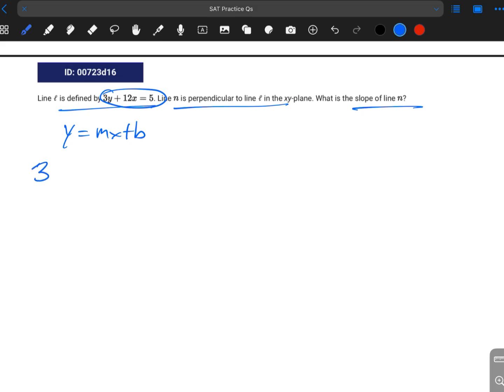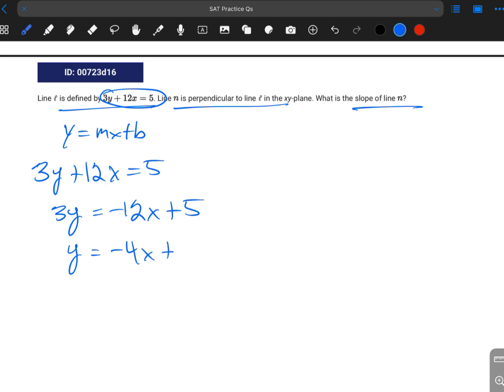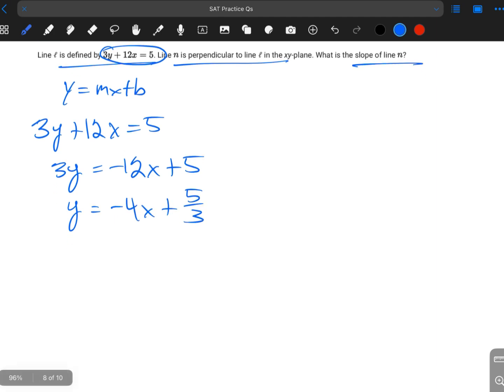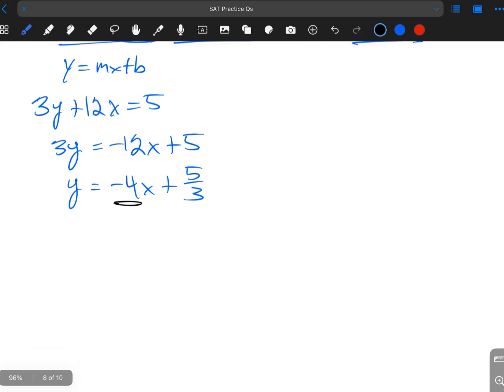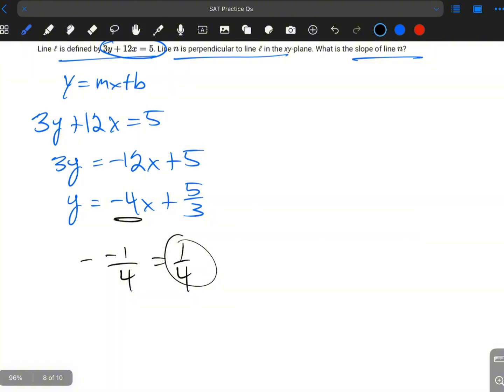So we have 3y plus 12x is equal to 5. And now we have 3y equals negative 12x if we bring it to the other side, plus 5. Y is equal to negative 4x plus 5 over 3. So now we have the slope. The slope is just negative 4, and the negative reciprocal is negative 1 over 4, which is 1/4. And that's because this will have the invisible 1 underneath it.